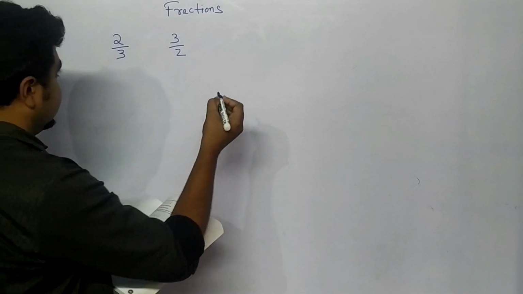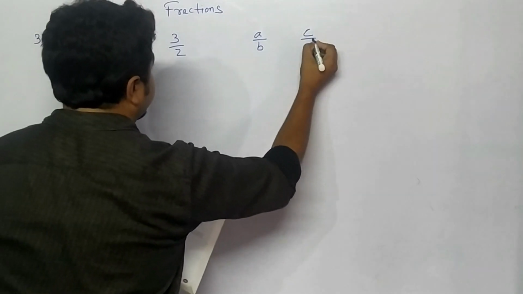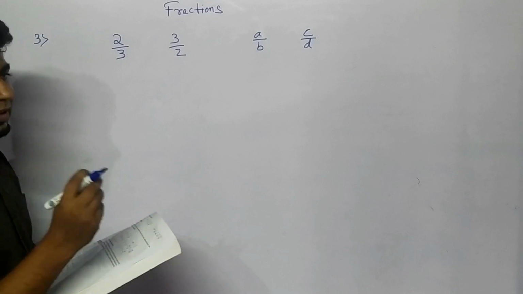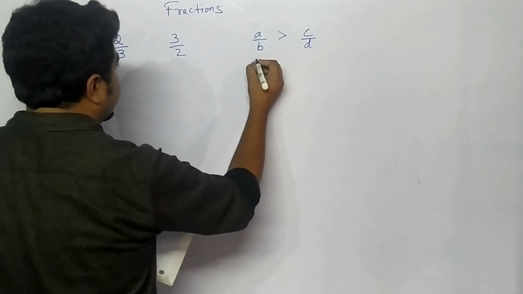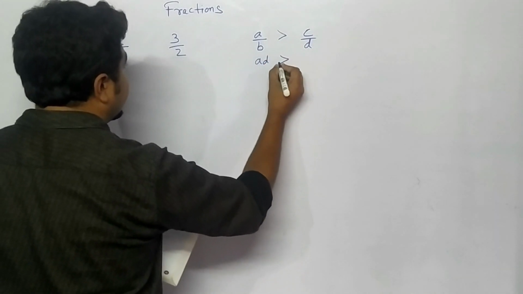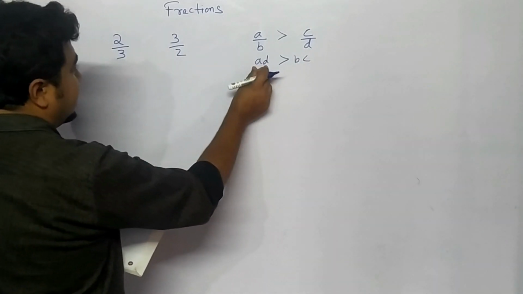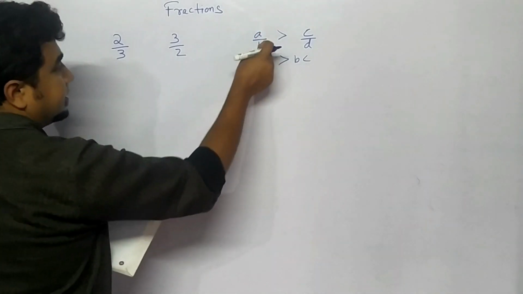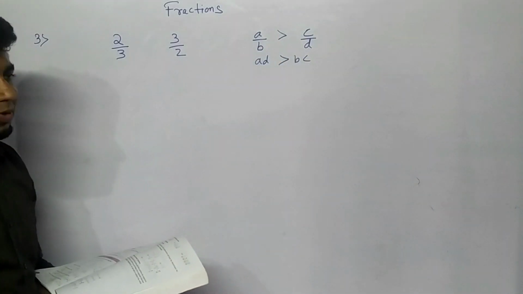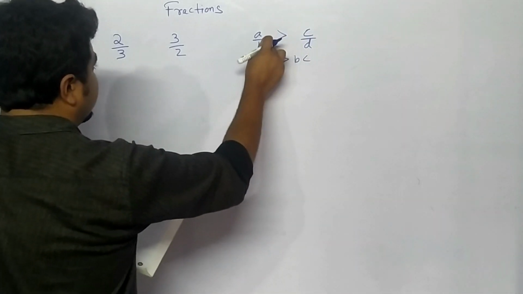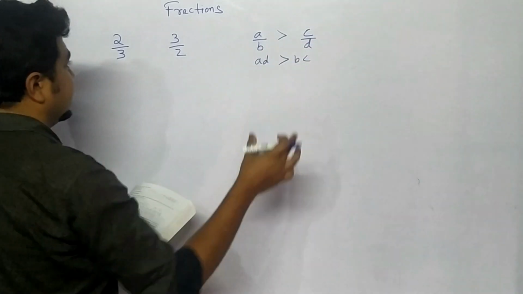One rule I just want to suggest: if a by b is one of the fractions and c by d is another fraction, then I am supposing that this fraction is greater, a by b is greater than c by d. Just multiply and check that AD is greater than BC or not. If this part is greater than this part, it means our assumption is correct. A into D, I have just cross multiplied, and B into C, I have just cross multiplied. If this is correct, it means our assumption that a by b is greater than c by d is correct. Is it clear?